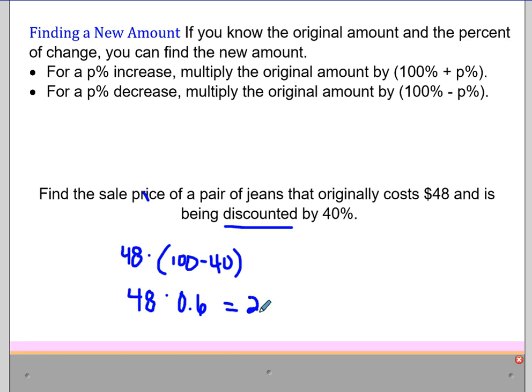28.8. So in this case, since I'm talking about money, I'm going to say 28.80. Throw a dollar sign in front of that. So the sale price of a pair of jeans is going to be $28.80. All right, so that's all I have for you on solving percent problems.